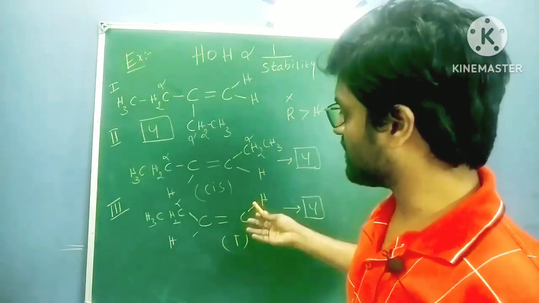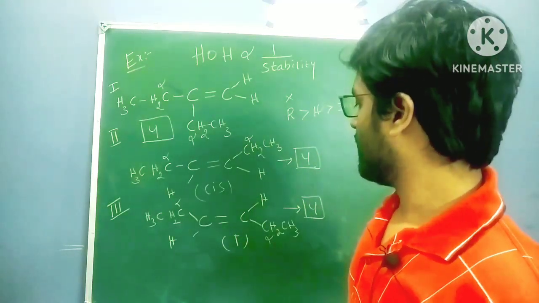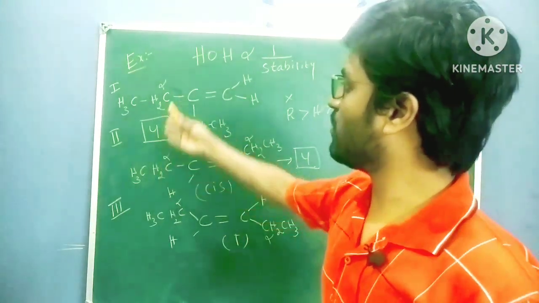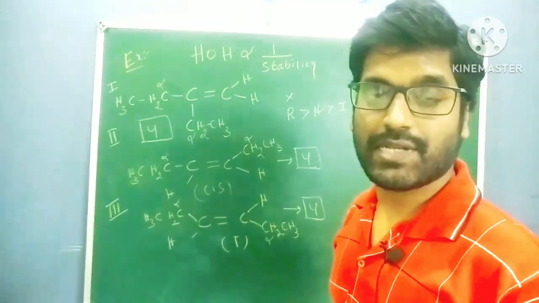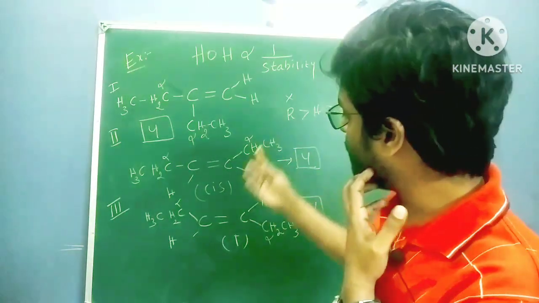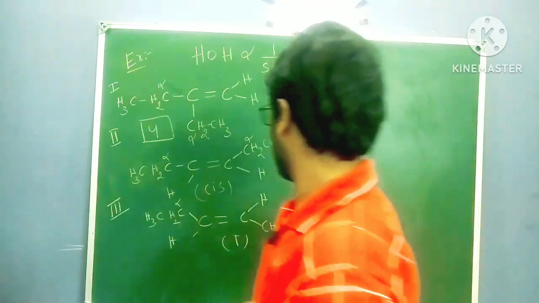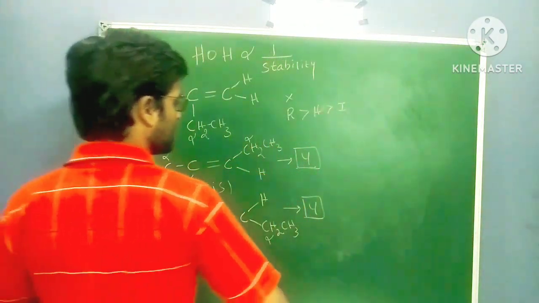That means stability is the same. If you see the inductive effect, it is also ethyl groups only, so the inductive effect is also the same. So according to hyperconjugation, stability is the same. Then what to see next? Carbanion stability.